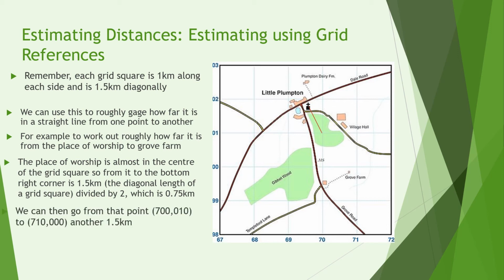700010. We can then go from that point to the point 710000, which is close to Grove Farm. It's another diagonal, so it's another 1.5 kilometres.